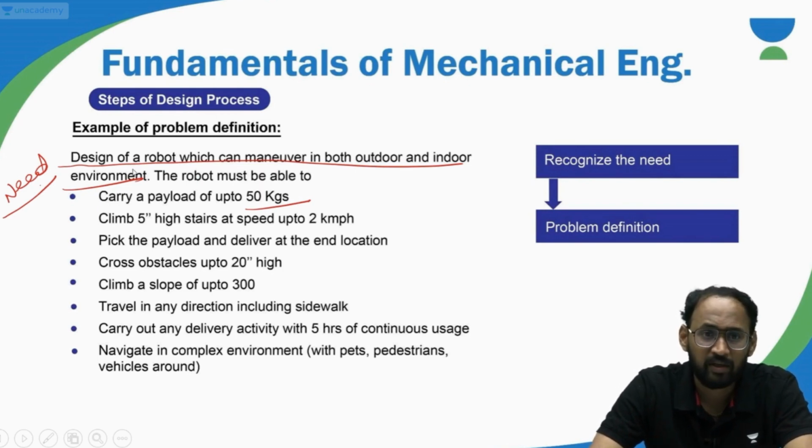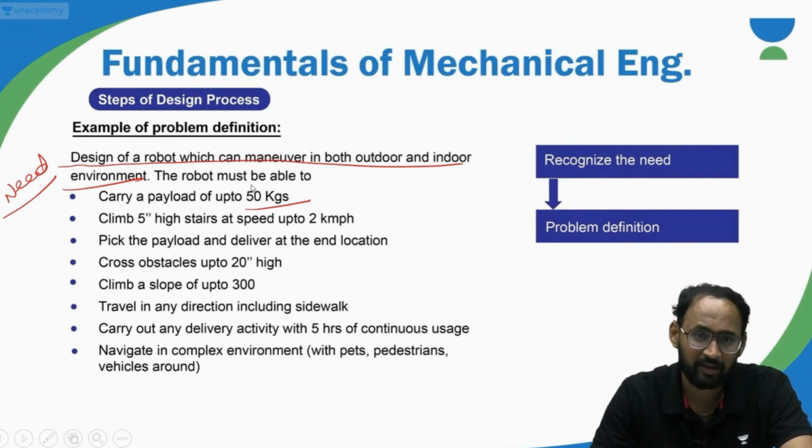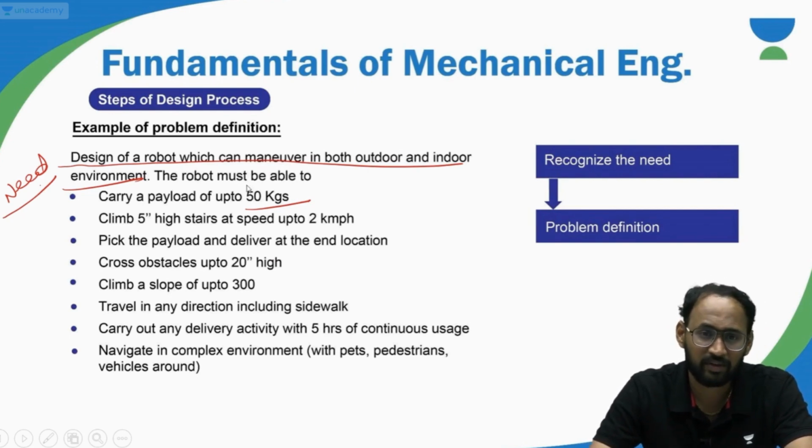The need is that you have to design a robot which can maneuver in both indoor and outdoor environments. Say it is delivering certain packages. Let's take the example of a delivery organization which wants to create a robot. They have a requirement that the maximum load the robot can carry is 50 kg.